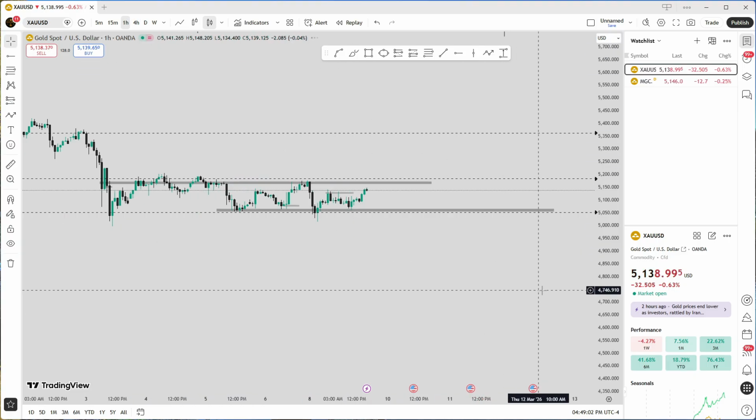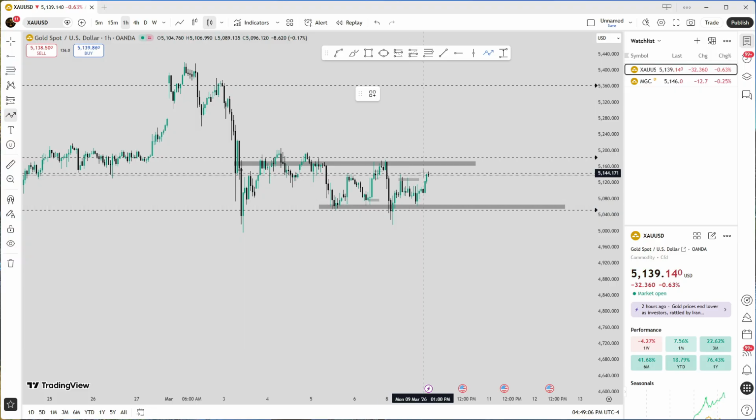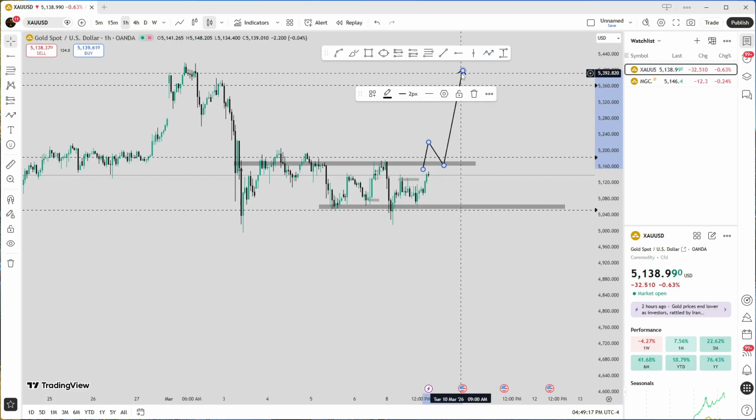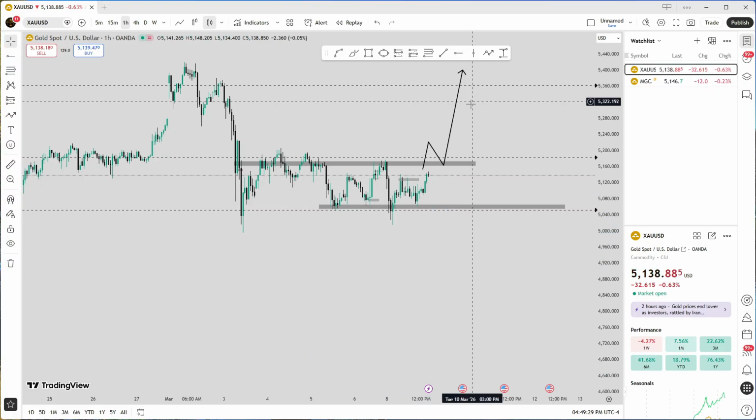So what I want to see is price, as I mentioned before, do something like this. The moment price does something like this, I know instantly that price is trending up, and then I'm just gonna take it back up to here. Or price does something like this, right? Or price doesn't even have to do something like this.